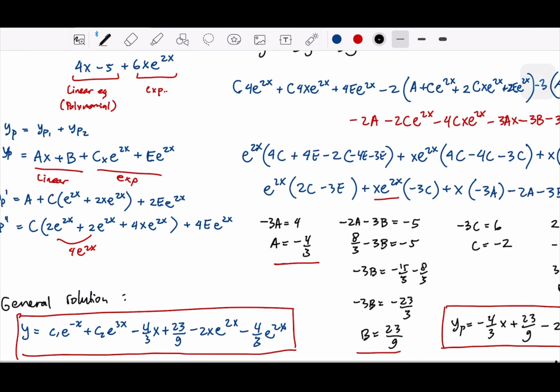Here you can check again with your own derivatives and try to compute if there's a mistake in my solutions. But I think now it's okay. Yeah.